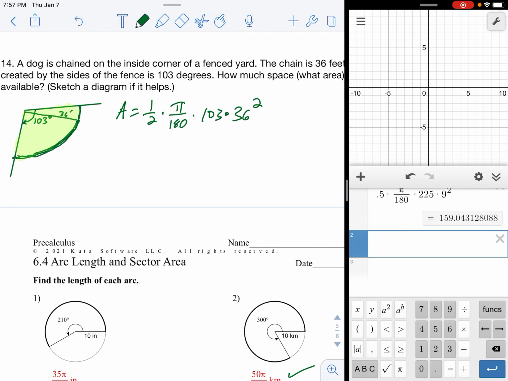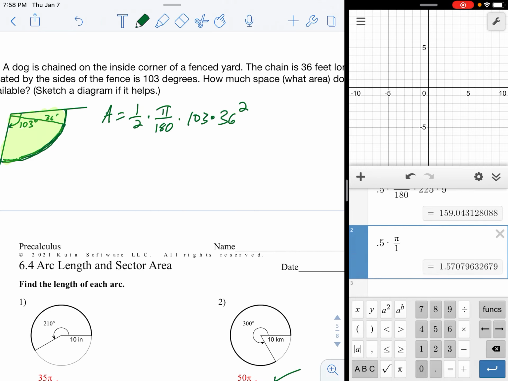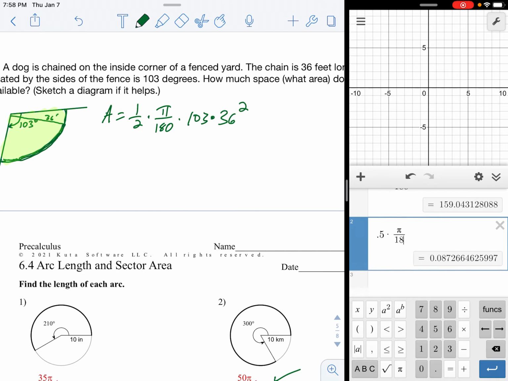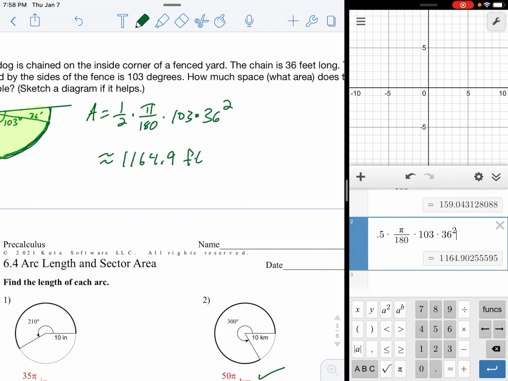Again, we want the answer rounded off to the nearest tenth, so I'm going to use the pi button. 0.5 times pi over 180 times 103 times 36 squared. And this dog has approximately 1,164.9. Let's see, the chain was 36 feet long, so square feet of living space.